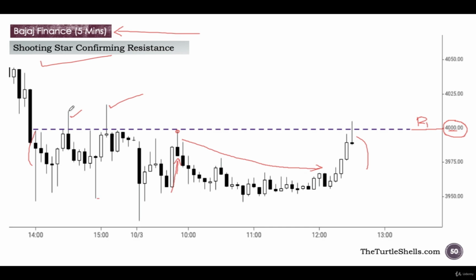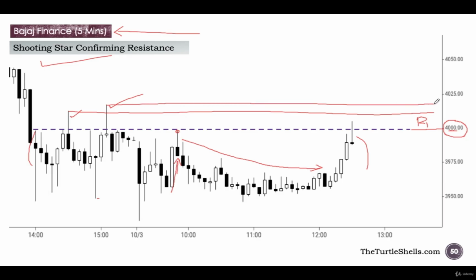Then this candle also has created a resistance point, which none of these candles has been able to cross. This has created another resistance point. So if I say this is R2, if I say this is R3, okay, so this entire zone becomes our resistance zone. That is where the bears are sitting. So the moment the price tried to cross this, the bears attack the price. So now you have a shooting star, which is confirming this resistance zone.